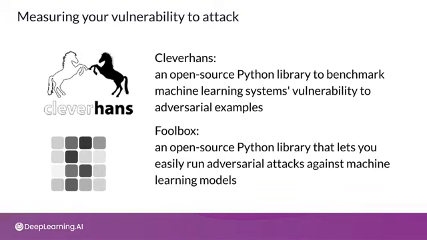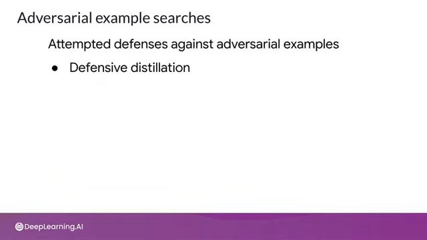Foolbox is another open source Python library that lets you easily run adversarial attacks against machine learning models like deep neural networks. It's built on top of EagerPy and works natively with models in PyTorch, TensorFlow, and JAX. Unfortunately, detecting vulnerability is easier than fixing it. This is an emerging field, and like many things in security, there is an arms race between attackers and defenders. One fairly advanced approach is defensive distillation. Since it does not use specific adversarial examples, it may provide more general hardening to new attacks.